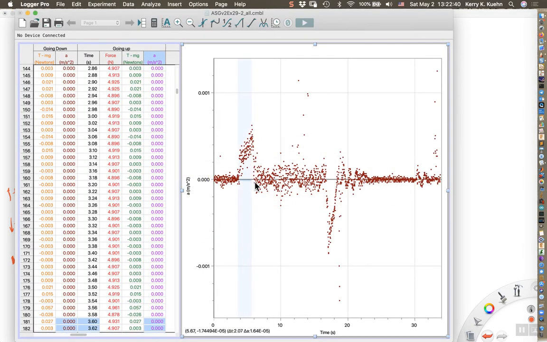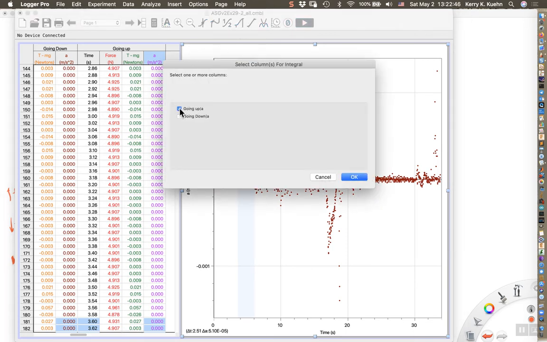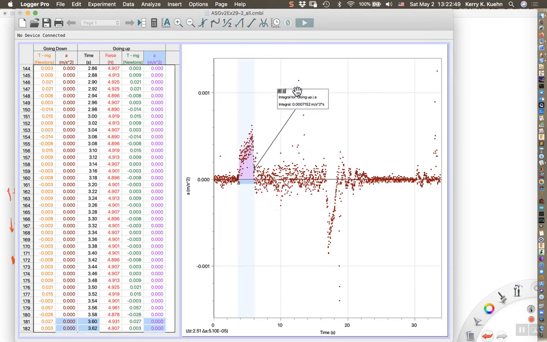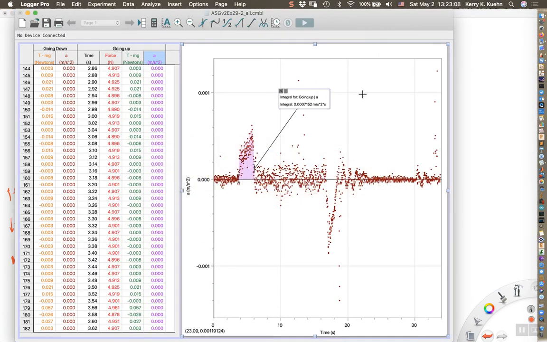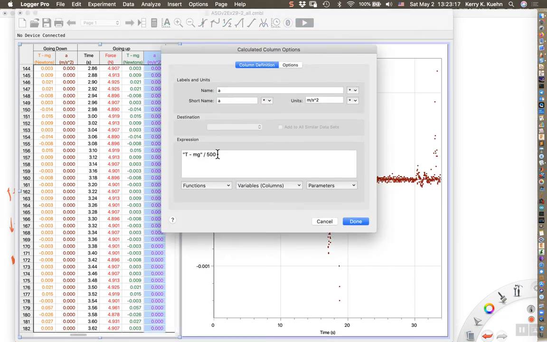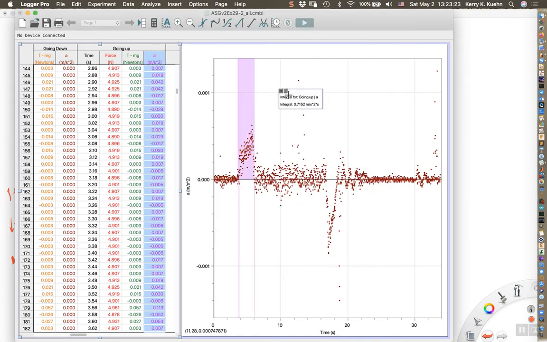So if we select this data set between here and here, and we carry out the integral, the going up, okay, so the integral is 0.000715 meters per second squared times seconds. Oh, I did something wrong. What I did is I divided by 500. I should probably have divided by 0.5. So let me do this again. Instead of dividing by 500, it was 0.5. Okay.